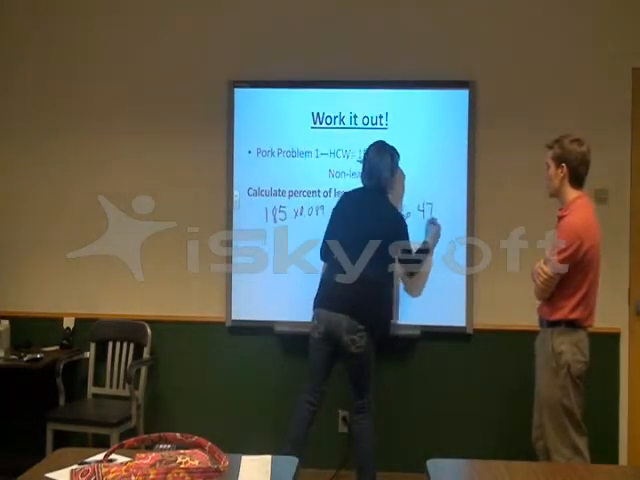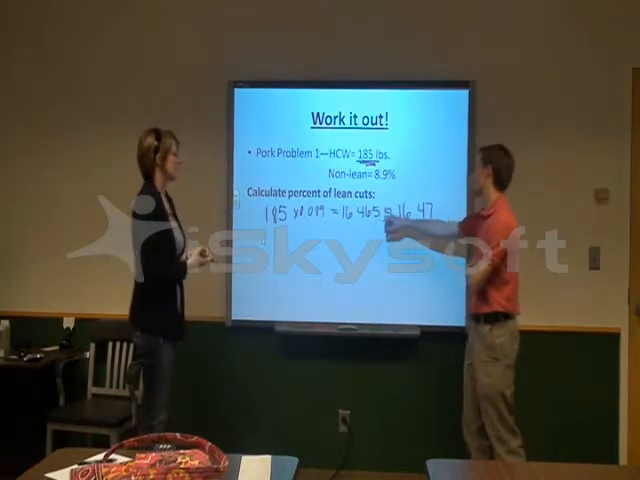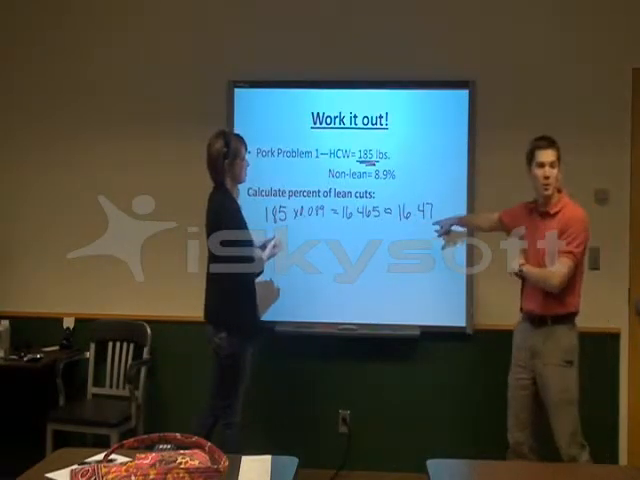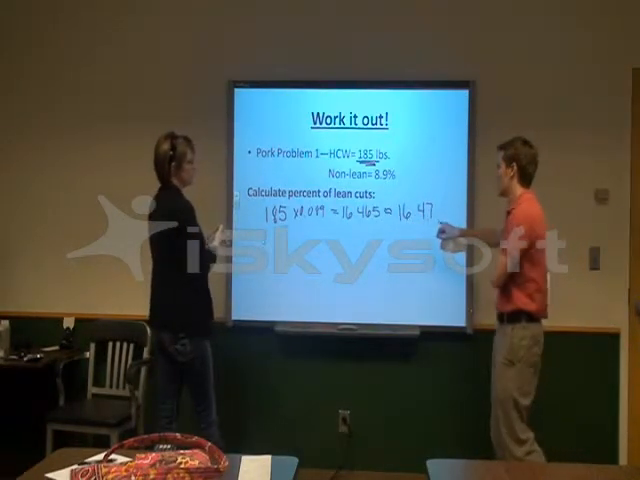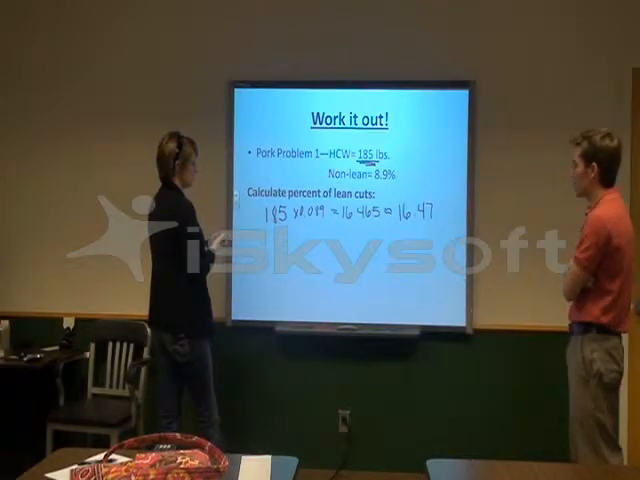16 point... It'd actually be 16. Oh, okay, I see. She rounded up to 2 decimal places instead of 3, because 5 is up. Okay, and so then what's our next step?